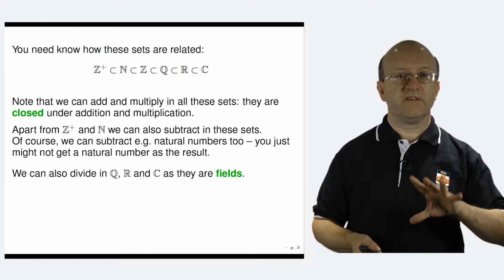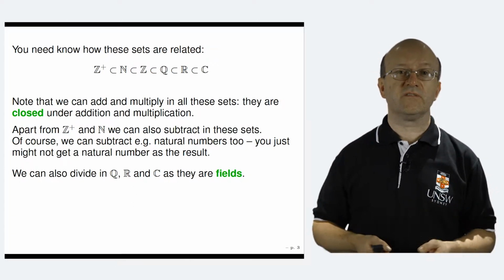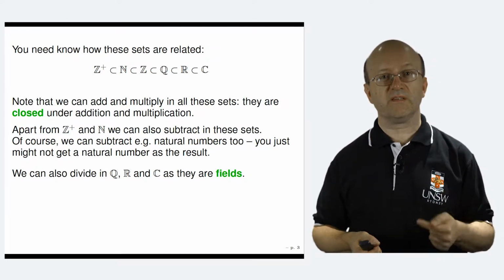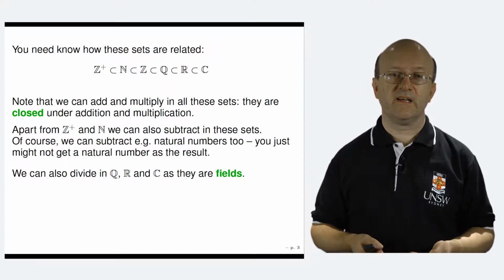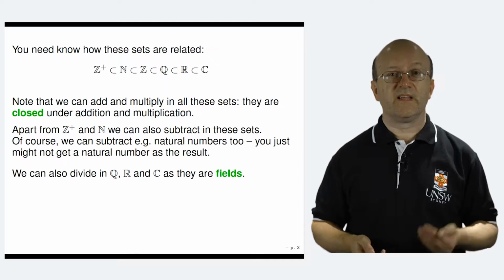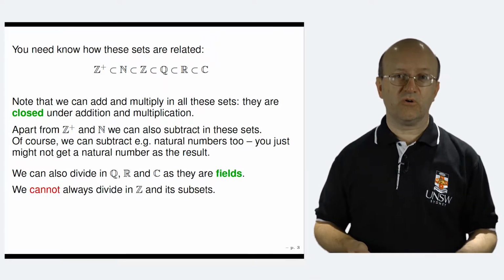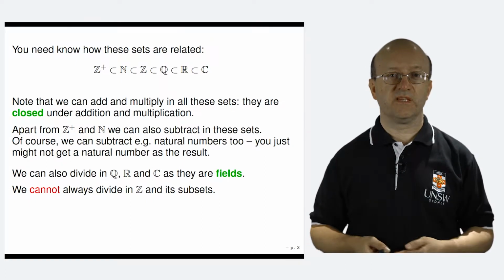Q, R, and C are very different sets from Z. They are fields, and a field is a set where you can not just add, subtract, and multiply, but you can divide. You can't divide by 0, of course, but apart from that you can divide by anything. They are fields. But we cannot always divide in Z and its subsets.